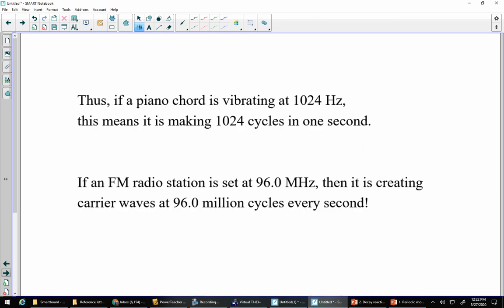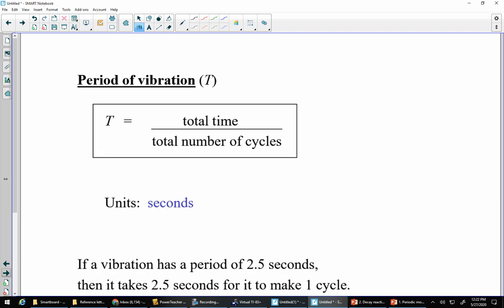I'll give you a formula for that in a second. So let's just look at something here. A piano chord is vibrating at 1024 hertz. What that means is it's 1024 cycles in 1 second, so 1024 vibrations. An FM radio station is set at 96 megahertz. That means it's creating 96 million cycles of its wave every single second. So hertz is the number of cycles per second.